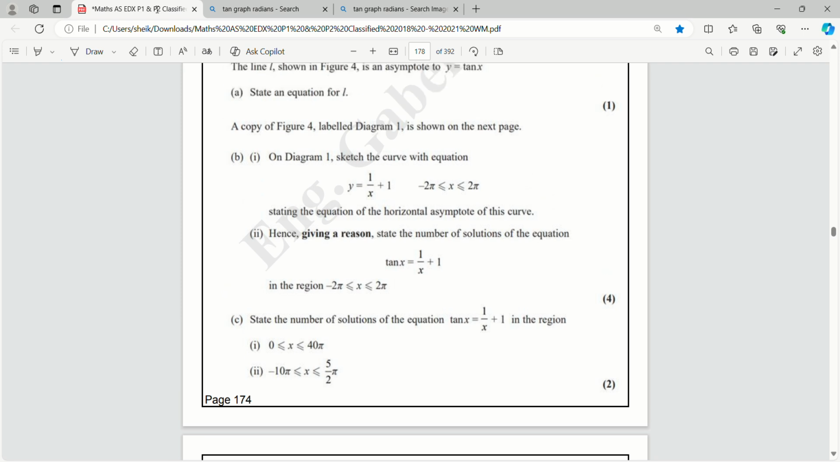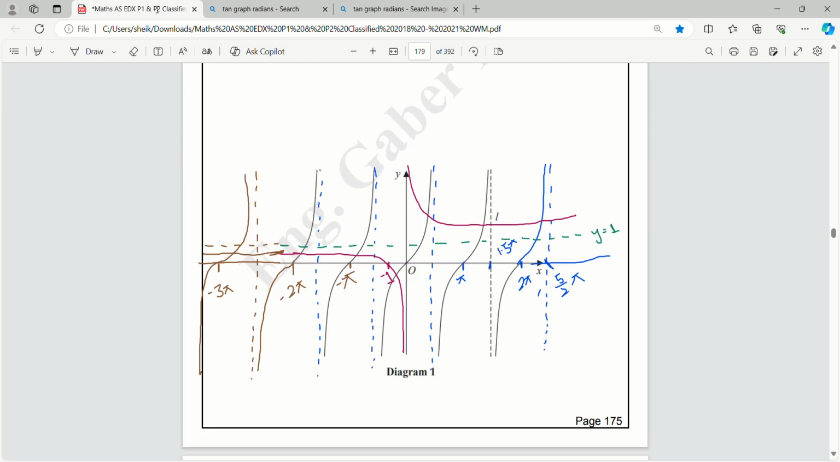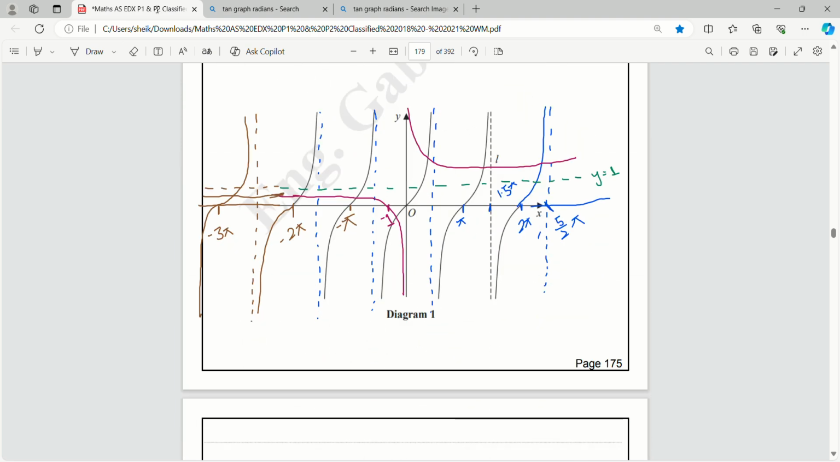So we drew both graphs. We drew 1 over x plus 1 and we know the tan graph. It's drawn over here. The tan graph is as such, and the red represents y equals 1 over x plus 1. We have that graph's asymptote, which is y equals 1.